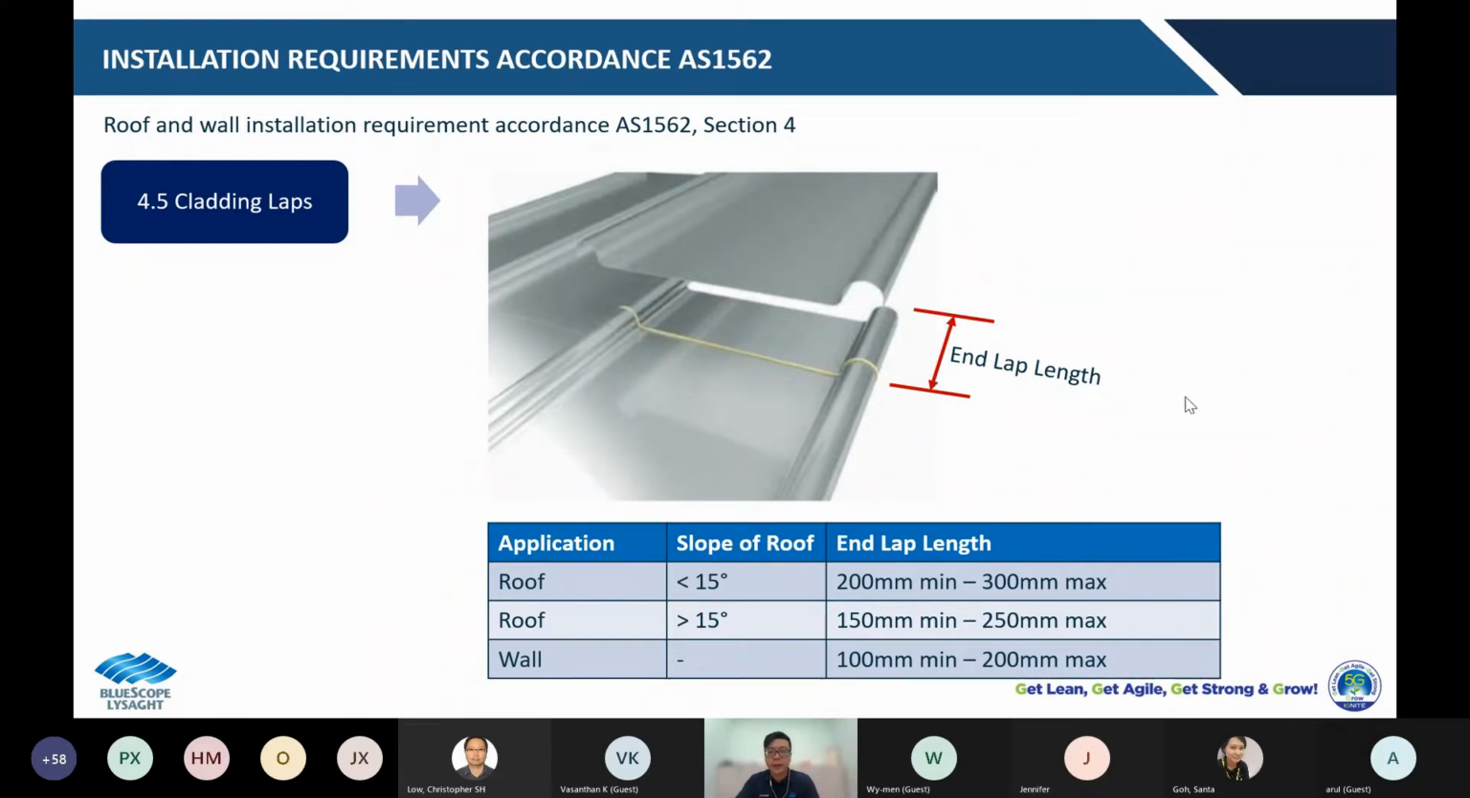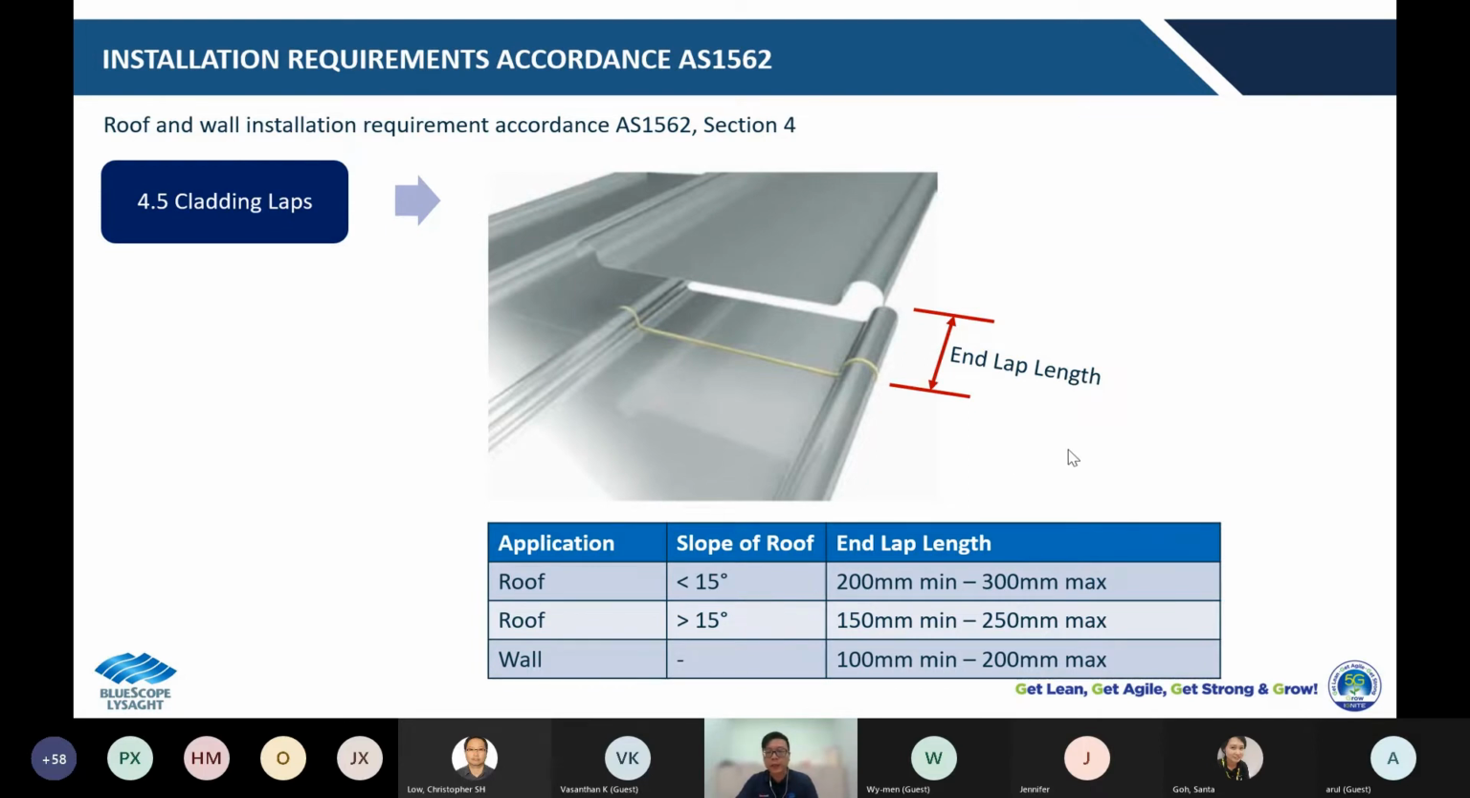So at least in this table, there are the requirements suggested by AS 1562 in terms of the end lap length. This is the end lap length, the end lap in between two sheets. It suggested that for roof less than 15 degrees, the end lap length should fall in between 200 to 300. If the slope of the roof is more than 15 degrees, the minimum lap length shall be 150, maximum is 250.